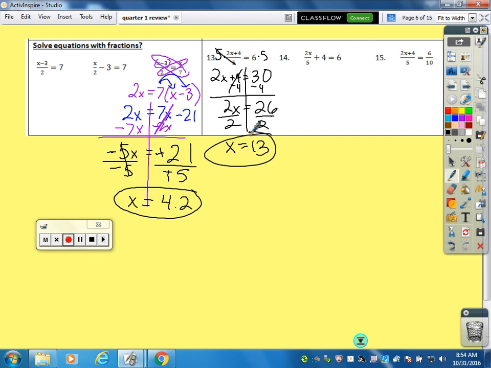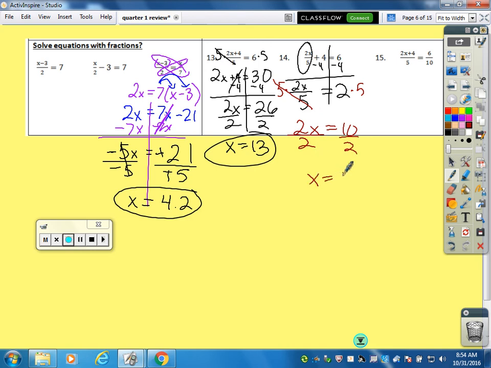For my next one, I've got to get this fraction by itself. So I'm going to subtract my 4 to the other side. I've got 2x over 5 now is equal to 2. This one, I don't know if you've seen one like this. I'm going to cancel out the denominator, but then I've still got a 2x on top equals 10. So this is gone, but I still have the 2 on that x. So now I've got to divide by that 2 to get rid of it, and x goes back to being equal to 5.